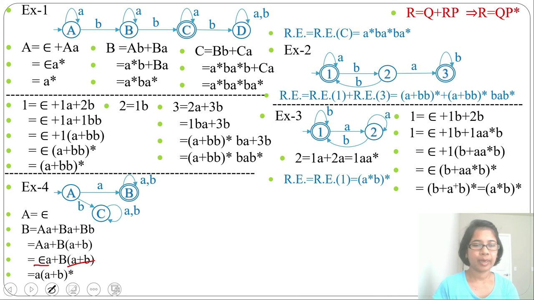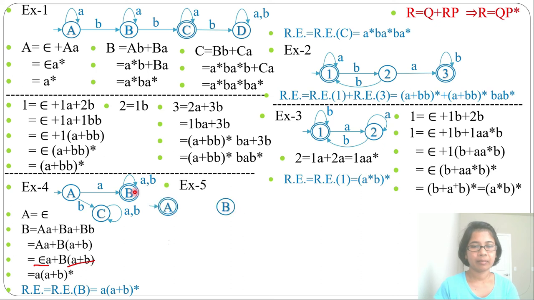And you don't need to find for C as it is a dead state. So, what will be the regular expression? The expression will be the regular expression of B. The regular expression of B is A(A plus B) whole Kleene closure. So, just see, this is A, then this is (A plus B) whole Kleene closure.